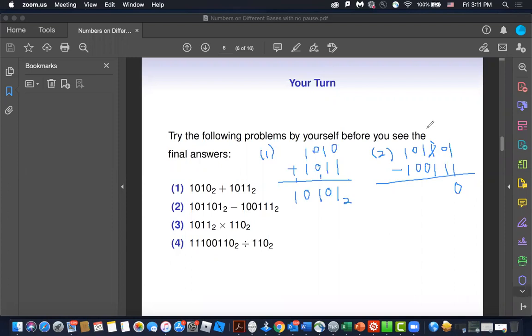Okay, let me change the color. What is the menu to change the color again? Oh yeah, this is a color.